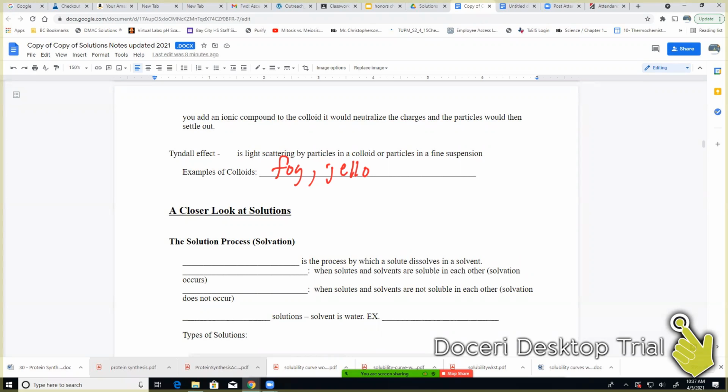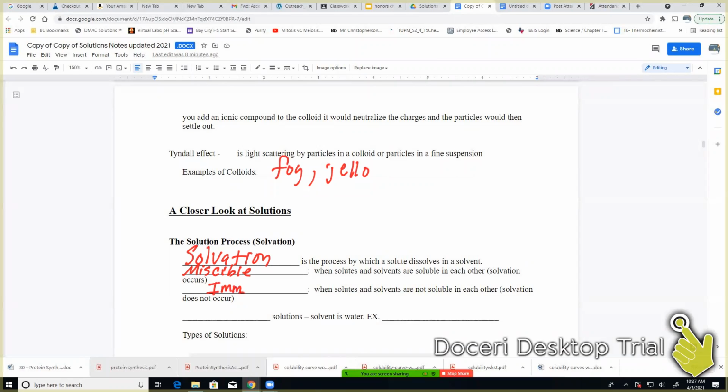So we're going to take a closer look at solutions. What makes a solute dissolve in a solvent and actually form a solution? So the solution process is called solvation, not salvation like you get at church yesterday, but solvation. It's the process by which a solute dissolves in a solvent. So if something is miscible, that means a solute will dissolve in the solvent.